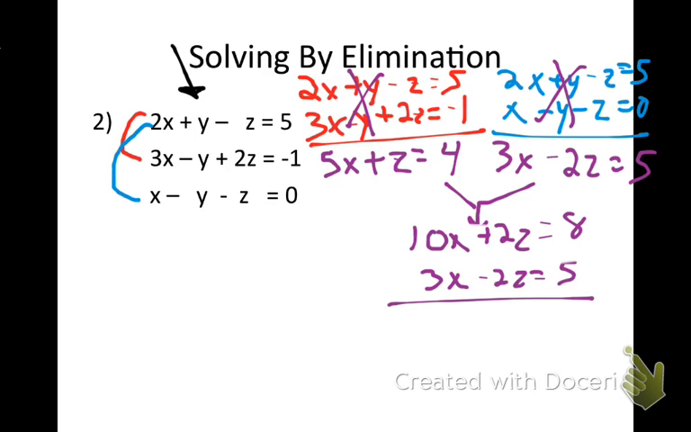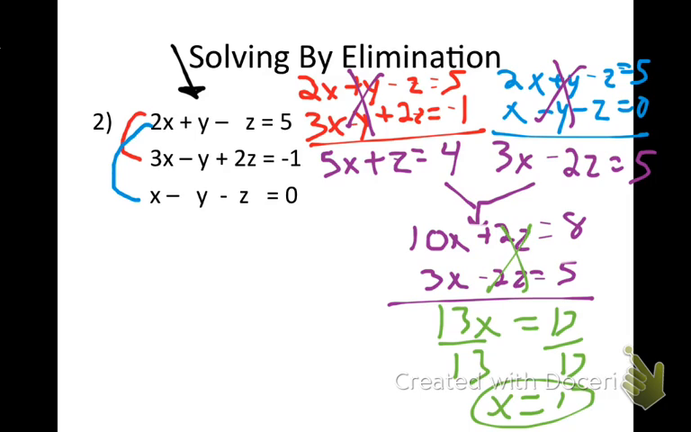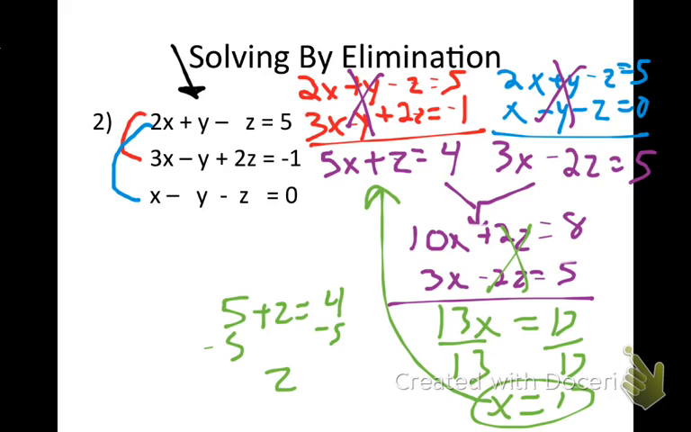Solve it from there on your own. All right, I'm going to start walking through this slowly here. Next step would be to eliminate the z's. Gives us 13x equals 13. Divide by 13, and I get x equals 1. From here, I plug that into one of my secondary equations. I'm going to plug it in right here, that top one. So I get 5 plus z equals 4. Subtract 5. I get z equals negative 1.